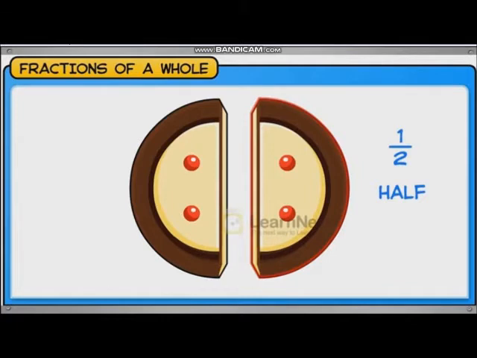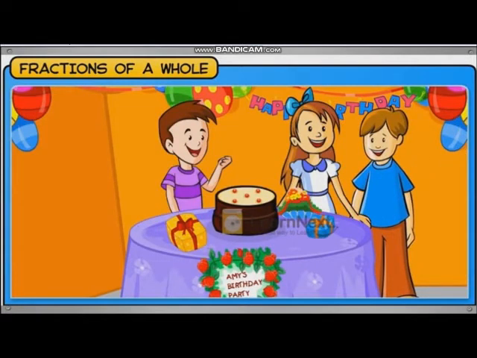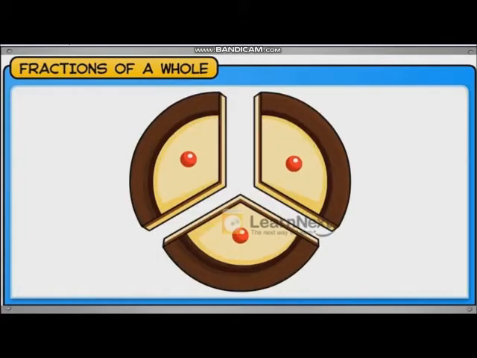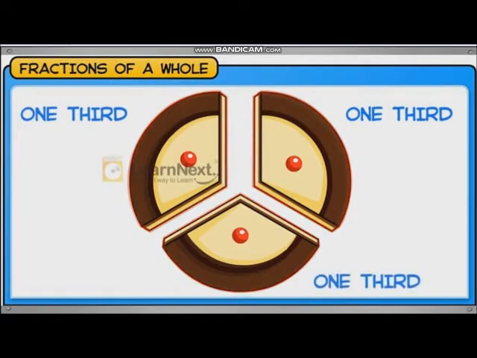So जब हम किसी चीज को, किसी होल थिंग को 2 equal parts में divide करते हैं, so each part of this whole thing is called a half, and we will write the fraction 1 upon 2. Now one more friend came to his party. Now Amy has to divide this cake into 3 equal parts. So when we divide this cake into 3 equal parts, we will write it as 1/3, or in the fractional form we will write 1 upon 3.